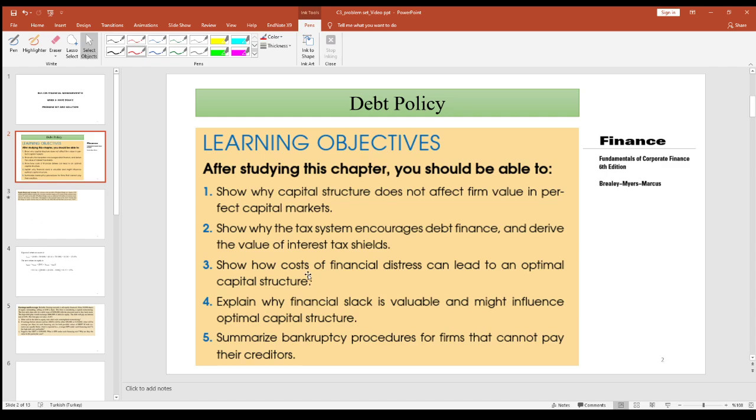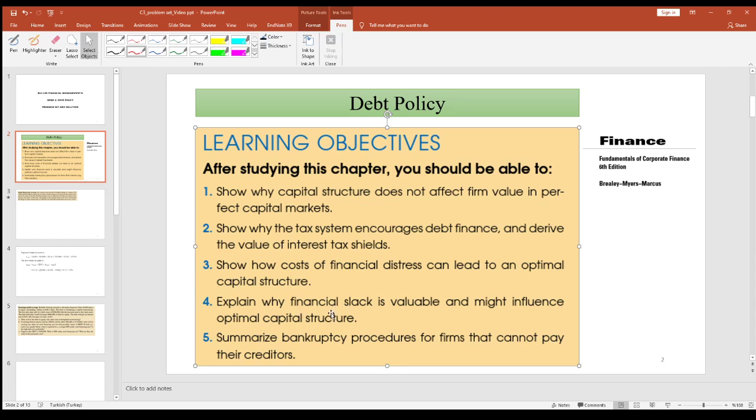In that theory, we mentioned that there is an optimal capital structure. It is because beyond a certain point, the company will be under stress by using more and more debt in its capital structure.